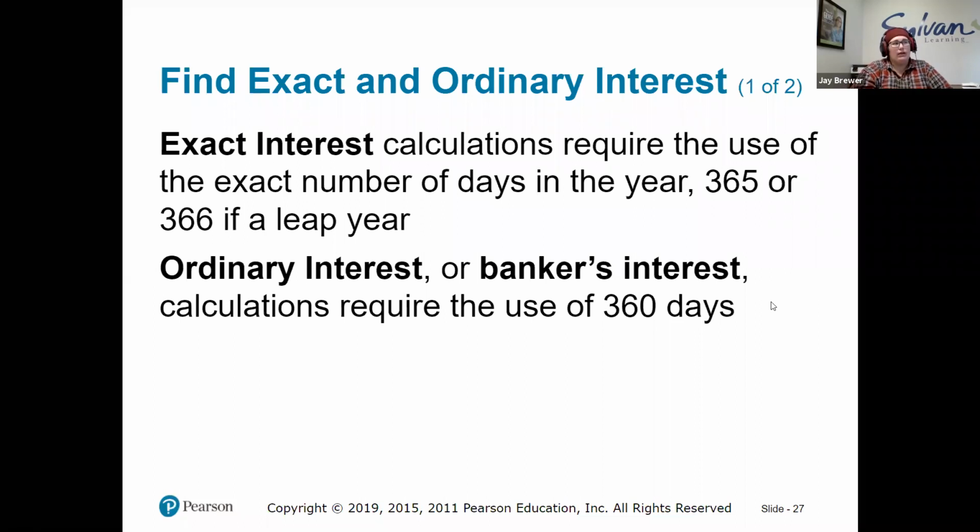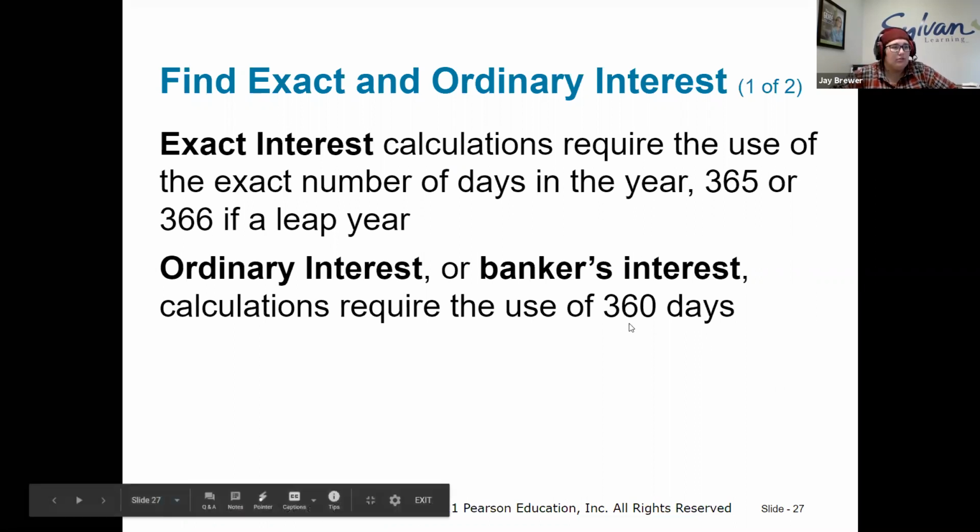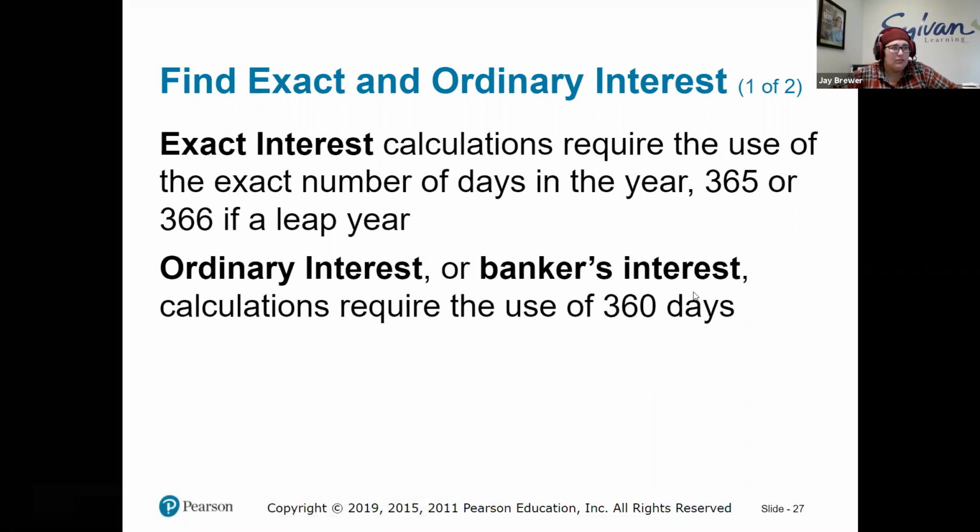I will tell you that when I was going through this homework, I thought it was really easy, and then I would end up getting questions wrong. This 360 days was the only reason why I would get problems wrong. So if it says banker's interest, or even if it doesn't say what to use, always use the 360 unless it asks for exact. Okay.